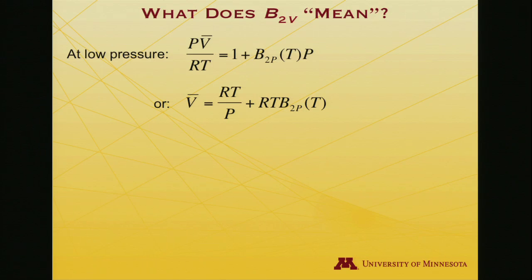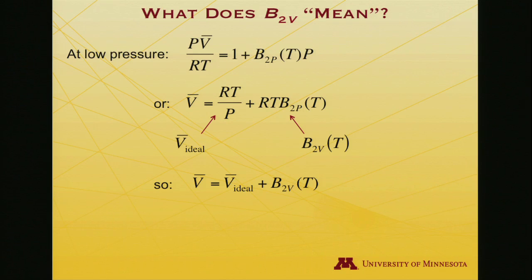Well, let me multiply both sides by RT over P. So that'll leave only the molar volume on the left-hand side. 1 times RT over P gives RT over P. And the P's will cancel out over here. I get RT times B2P. But remember, RT over P, what is that? That's V bar for an ideal gas. RT B2P, what is that? That's B2V. We showed that on a prior slide, or I told you that you could actually derive that relationship.